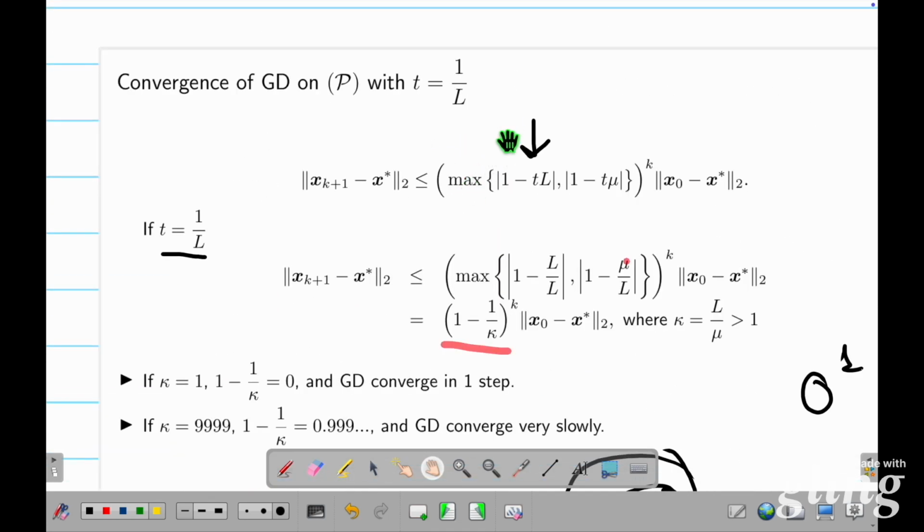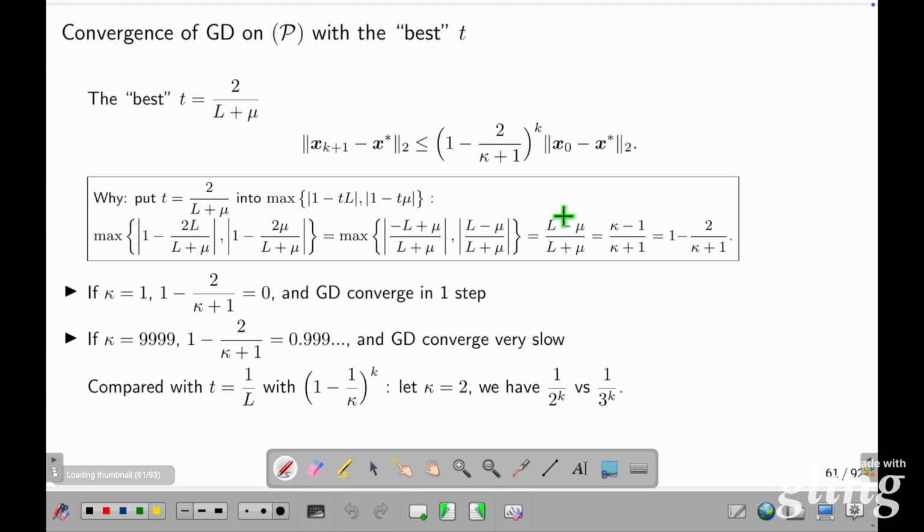This theorem is for what? Quadratic function. But this theorem is also true for general f, if the f is L smooth. Yes, this is the funny thing. So this is another thing. Now here's the thing. You may not know this. Actually, 1 over L is not the best. What's the best? This is the best.